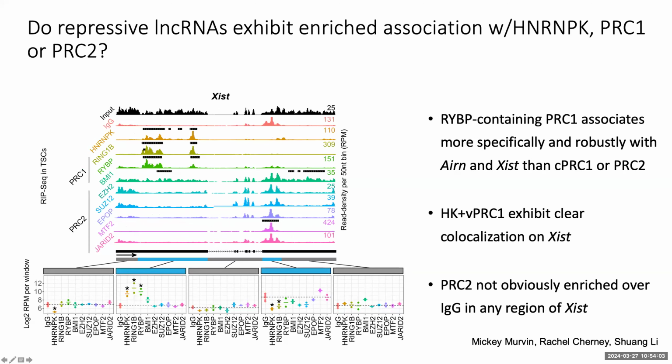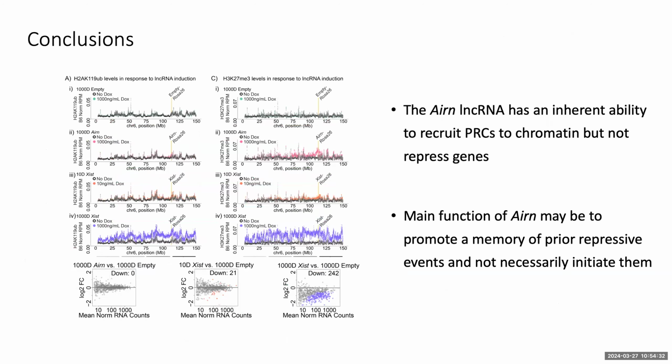And I'll just show you the analogous panel of data in Xist because I think it's a lot more clear. You can see that there are these regions within Xist that are highly enriched in their ability to associate with HNRPK. Those same regions are also enriched in association with variant PRC1. And we don't find really any clear evidence that any component of PRC2 is enriched above background with Xist using this assay. So those are the data that I want to show you today.